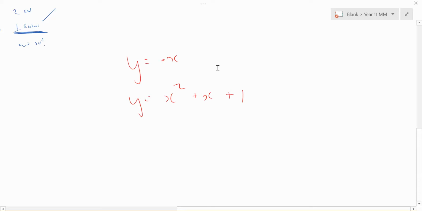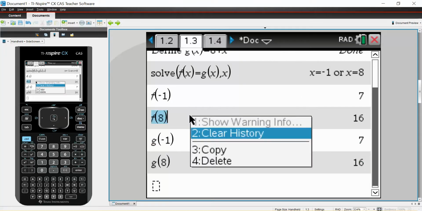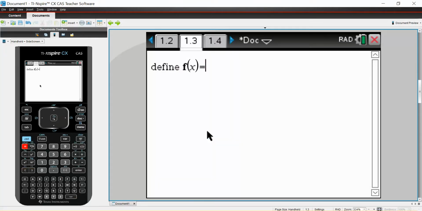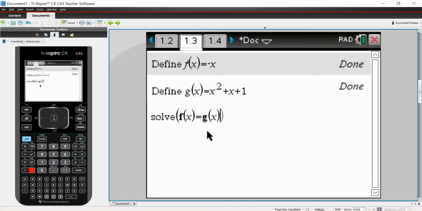Let's prove that. Let's check if this is true. So I'm going to clear this again. I'm going to define f of x equals -x. Define g of x equals 2x squared plus x plus 1. So according to what I've figured out, it should only have one x value. So let's check it. Solve f of x equals g of x, comma, x. I want the y values to equal each other, solve for x, and it has to only have one answer. Let's check if it does.